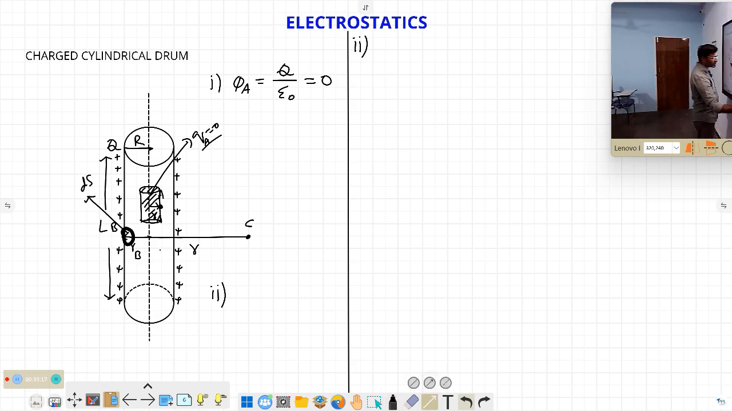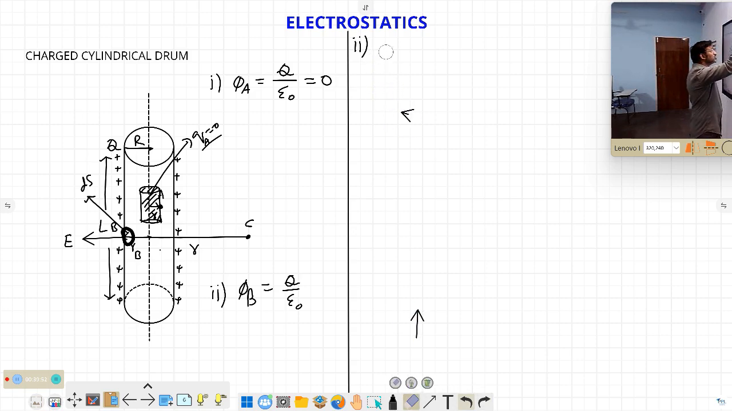Now, due to this elementary portion ds, there is an electric field. At that point, outside, this is the electric field intensity E. So according to the concept of flux, the flux at B point is equal to Q by epsilon naught. That is, phi B is the flux. So at B point, the flux is equal to Q by epsilon naught.